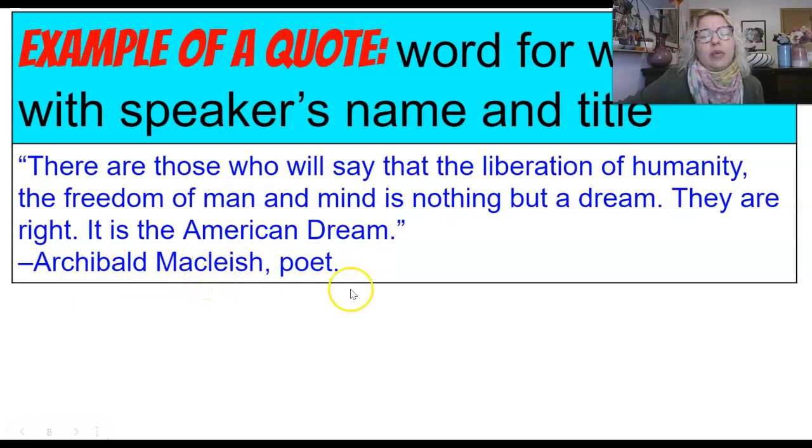Who is he anyway? Well, if I know that he's a poet, maybe that's going to make me buy into what he has to say a little bit more. So here's an example. There are those who will say that the liberation of humanity, the freedom of man and mind is nothing but a dream. They are right. It is the American dream.